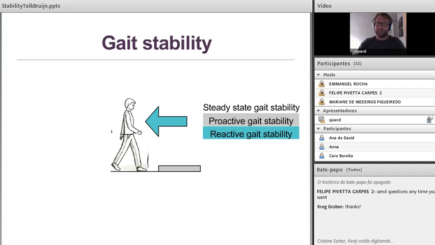I would like to point out that the proactive gait stability, I think, is not in the review I just mentioned, because at that time, well, I think we didn't think about it, maybe one of the reasons, and also because we didn't want to complicate things any further. So in the review we focus on steady state gait stability, reactive gait stability, and the maximum perturbation you can handle. Okay.